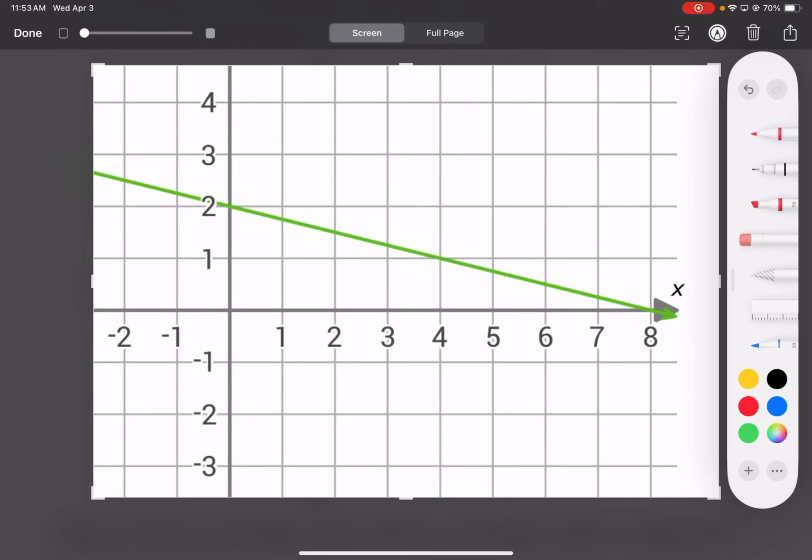Now, to write the equation, don't forget, the equation is y equals what? Y equals mx plus b, in slope-intercept form. But let's start off with the m first. Oh no, the b is the easiest one.